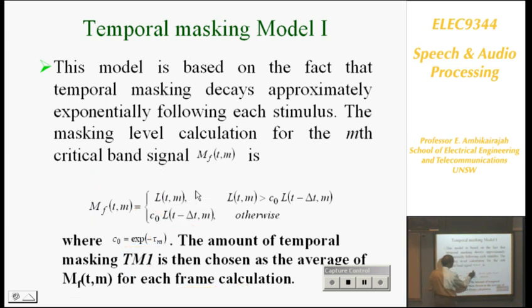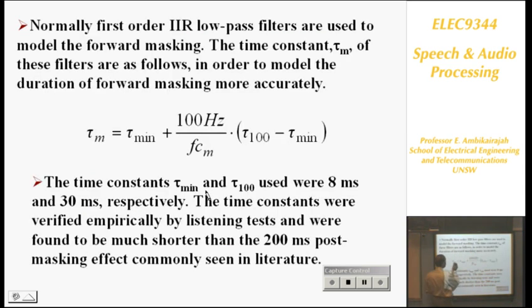So tau m is given by this equation. Tau minimum is given to you. SCM is the central frequency of the band, and you calculate tau m. From that, you can calculate the masking threshold.